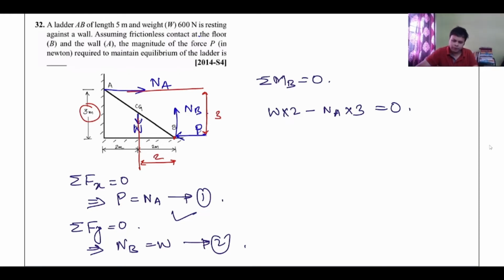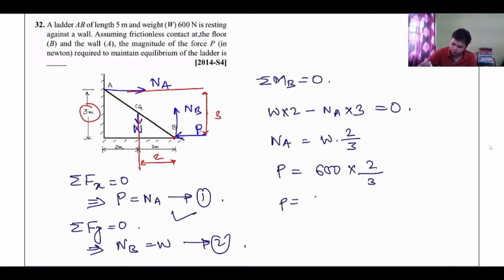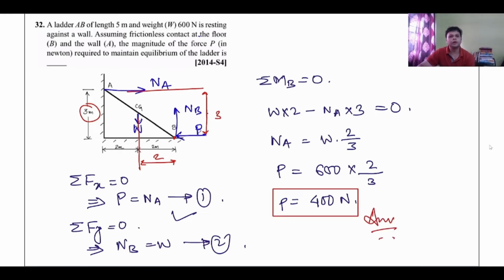So from here I can say the value of NA is equal to W into 2 by 3, and in equation 1 we have already seen NA is equal to P, so I can say P is equal to W into 2 by 3. So W is 600 into 2 divided by 3. So the value of P is equal to 400. Pretty simple question, right? Okay, let us move on to the next question.